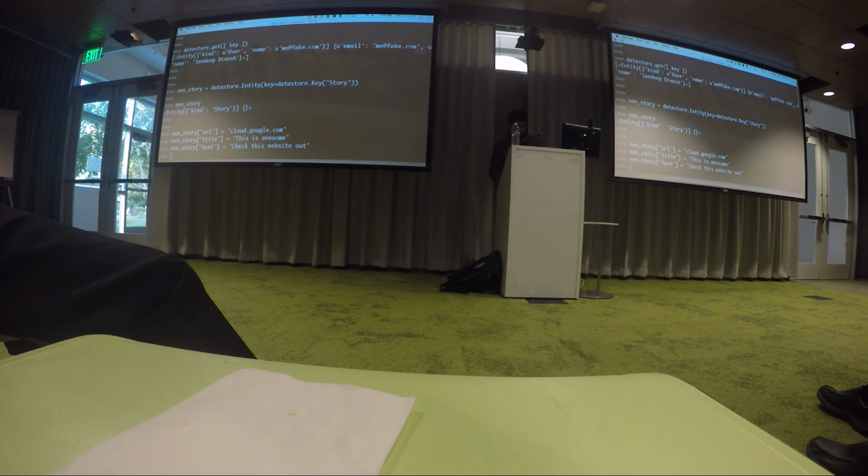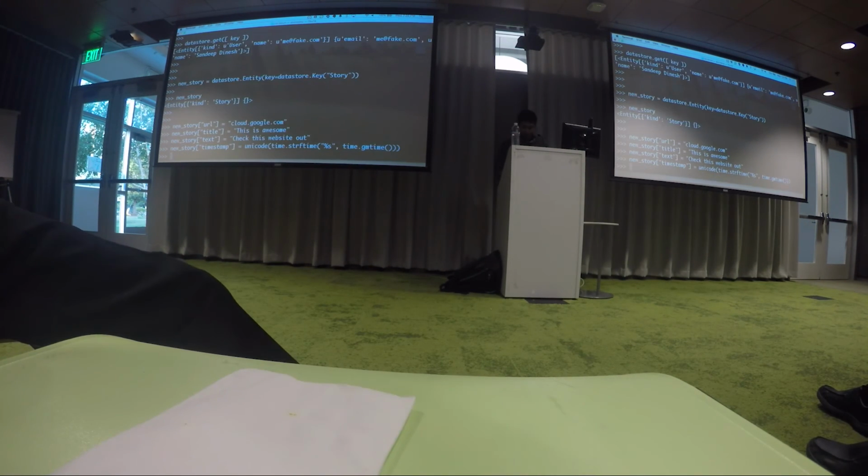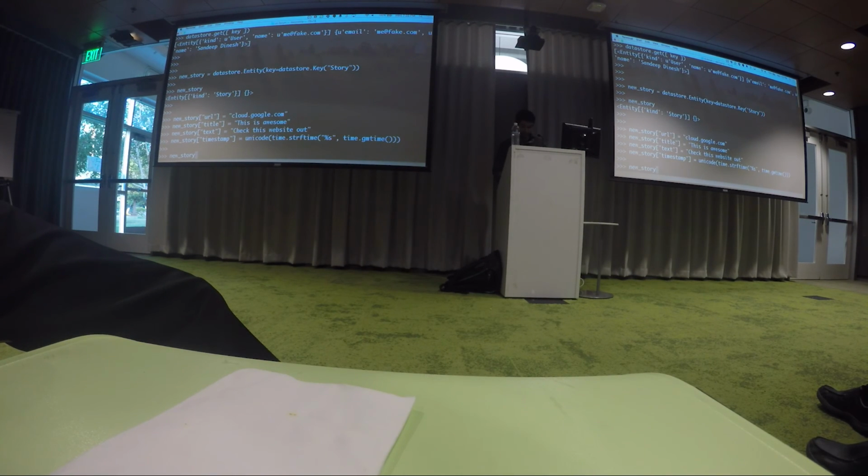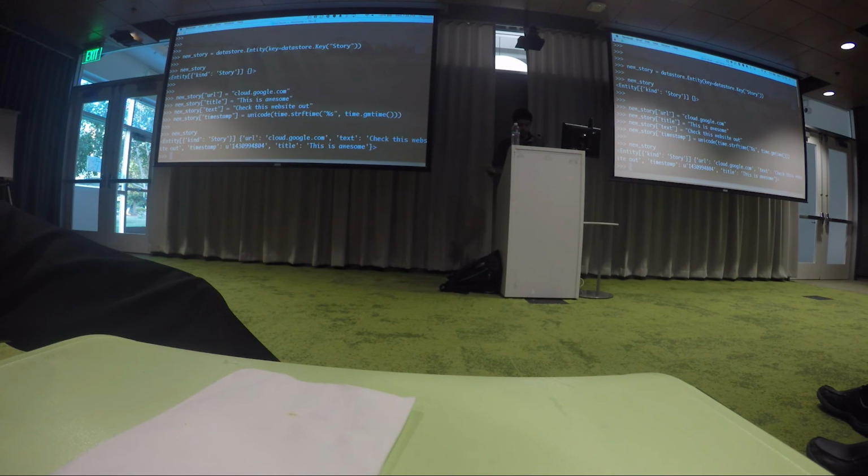It's very important when you're using Python 2 that you wrap all your strings in Unicode, because by default it's binary, and that does not look nice when you put it into datastore. If you're using Python 3, you're fine. So here, I'm just getting the current time. So now if I look at my new story object, there you go. So that dictionary is populated with all that data.